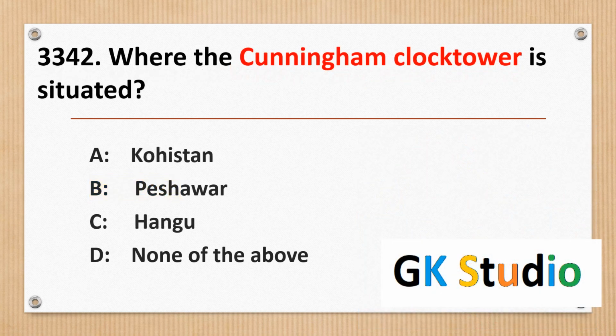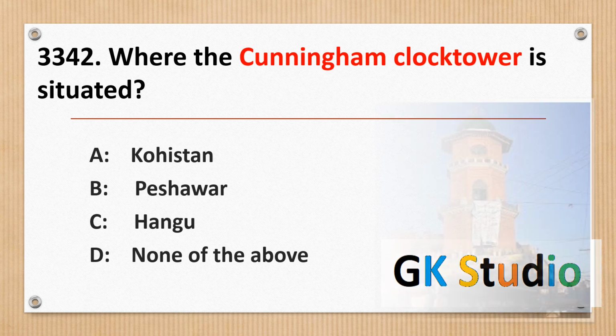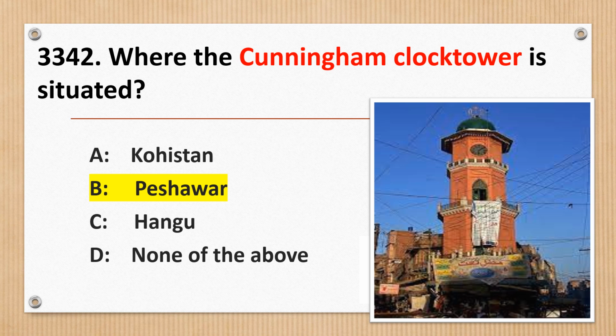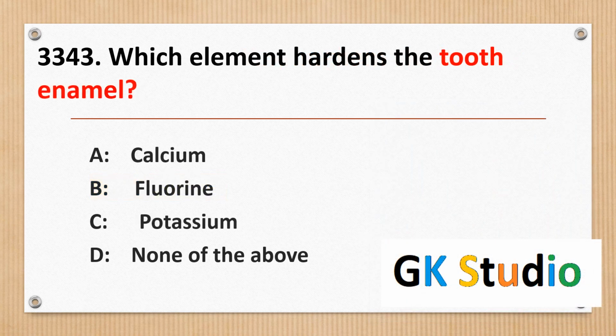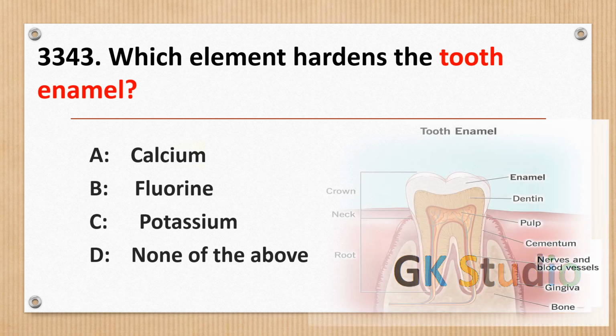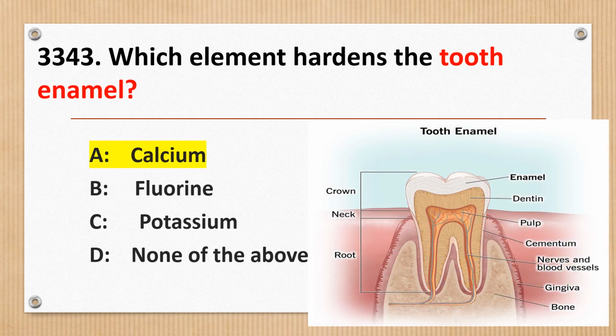Where the Cunningham Clock Tower is situated? Pakistan. Cunningham Clock Tower is situated in Peshawar, Pakistan. Which element hardens the tooth enamel? Calcium hardens the tooth enamel.